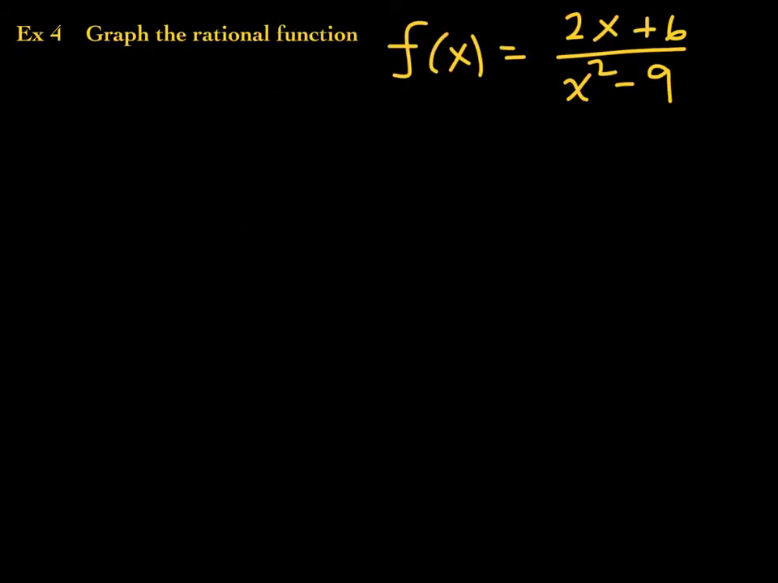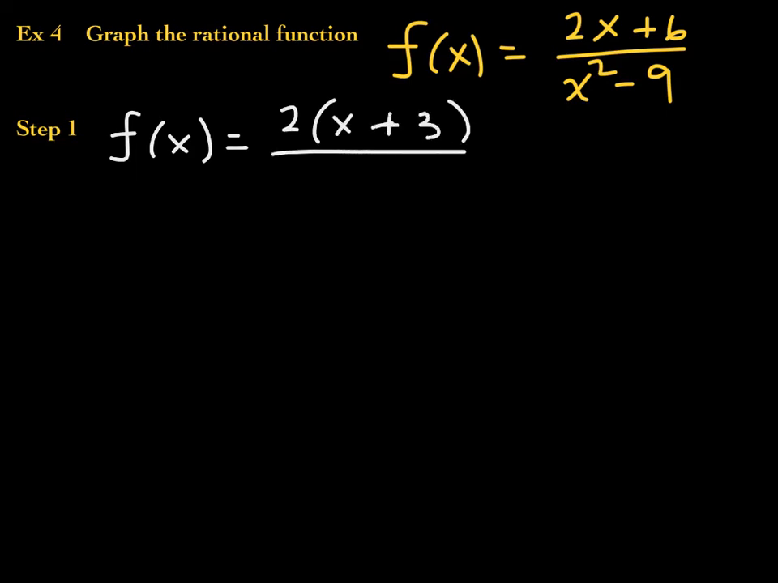All right, check this out. f(x) = (2x + 6)/(x² - 9). Step number 1, let's factor. The numerator can be factored by factoring out the GCF, which is 2. And then the denominator is a difference of two squares, so it factors as (x + 3)(x - 3).